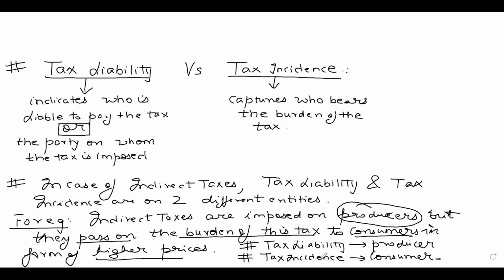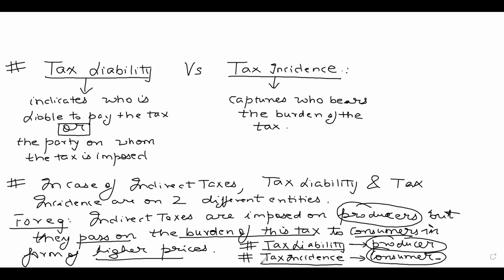So what we have learned is that in the case of indirect taxes, tax liability and tax incidence are not on the same person. And the example is that a lot of indirect taxes like GST are imposed on the producers, but they pass on the burden of this tax to the consumers in the form of higher prices. So producers are liable to pay the tax, but who is actually bearing the burden? The consumer. So hoping that students have understood this and have no doubts.